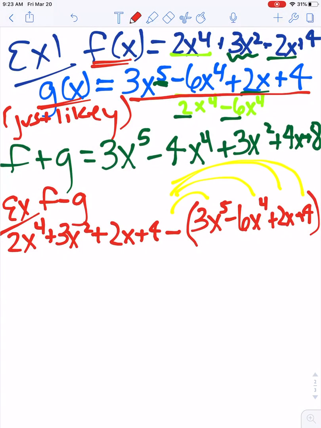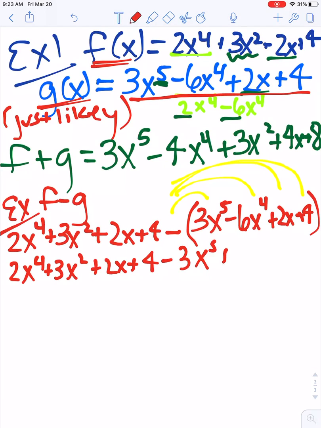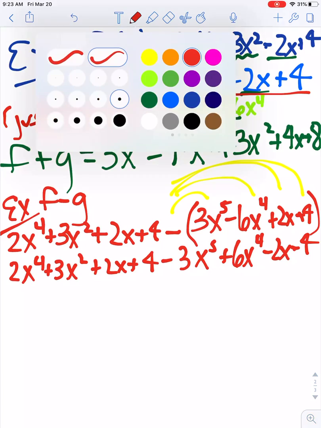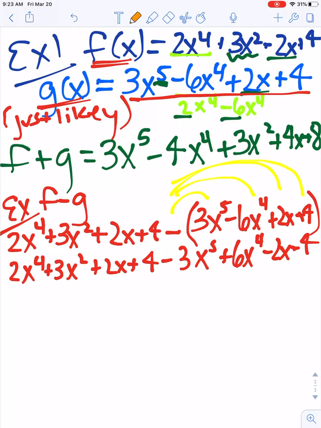So then we get 2x to the 4th plus 3x squared plus 2x plus 4. I didn't do anything with the f term yet. Now I'm going to distribute my negative, so I get negative 3x to the 5th plus 6x to the 4th, because you have negative times a negative, minus 2x minus 4. Now we combine like terms.